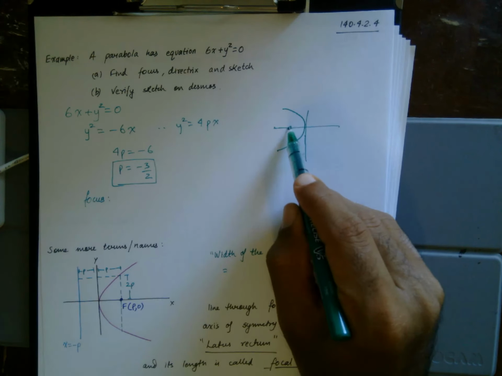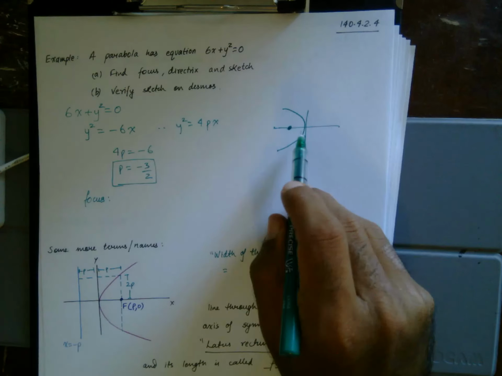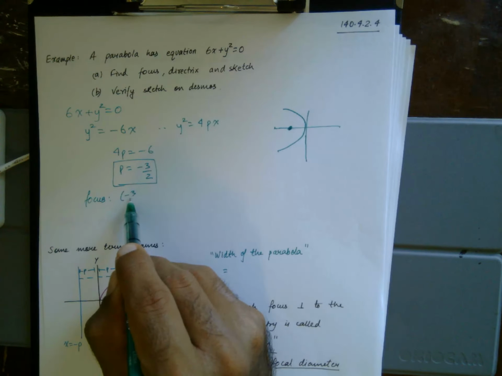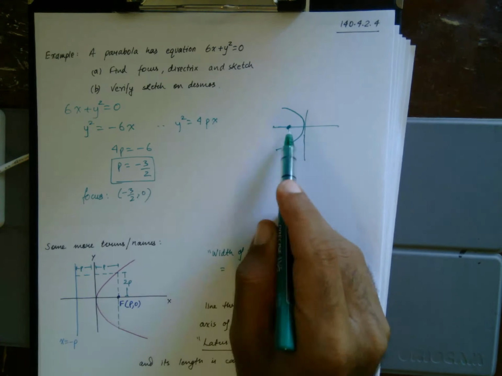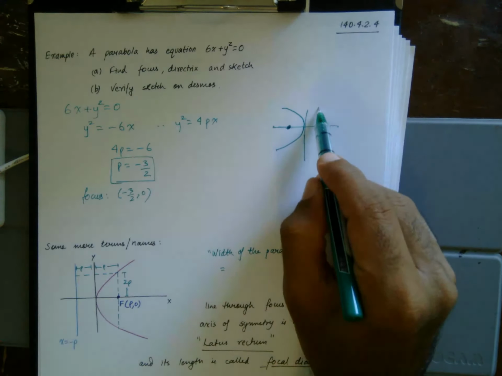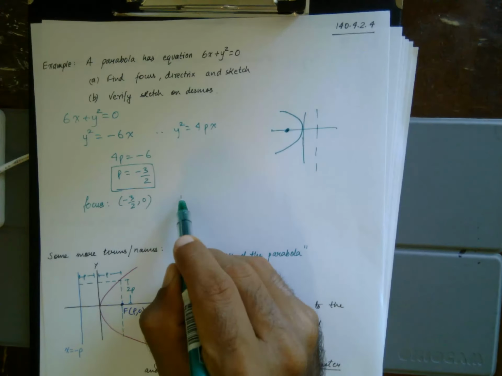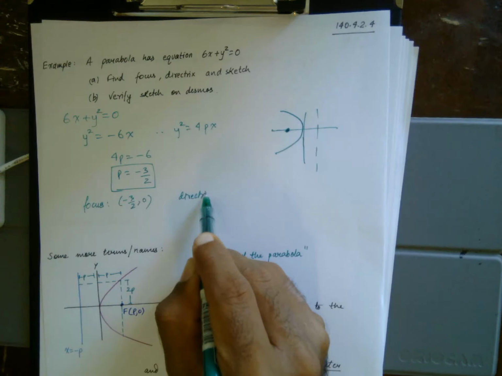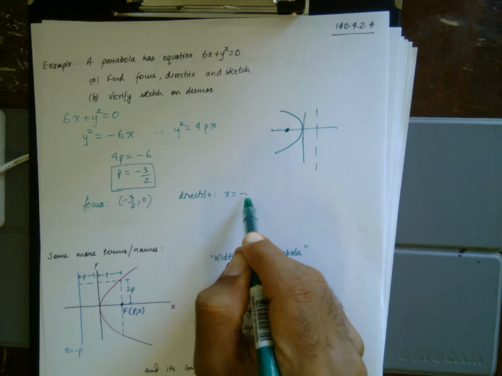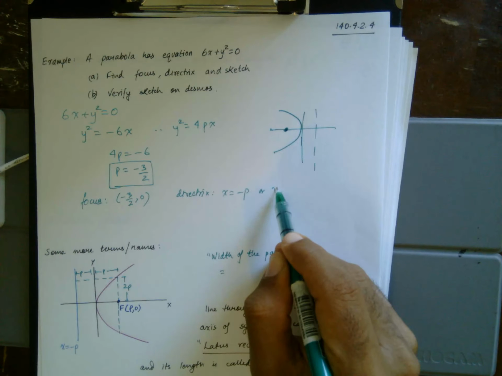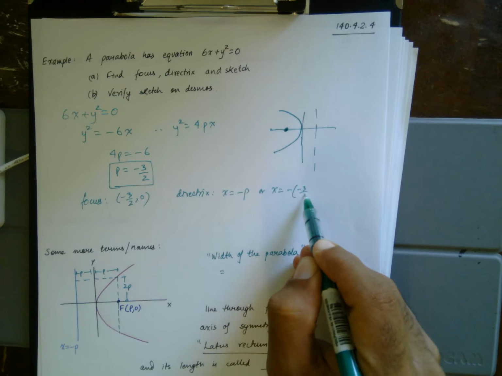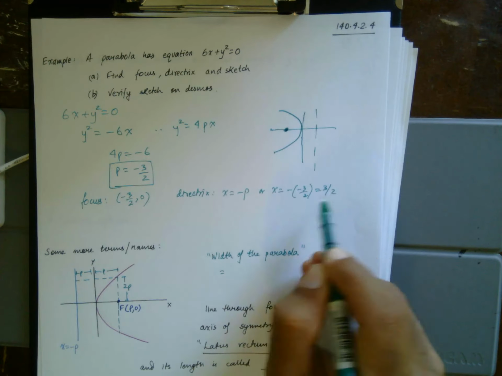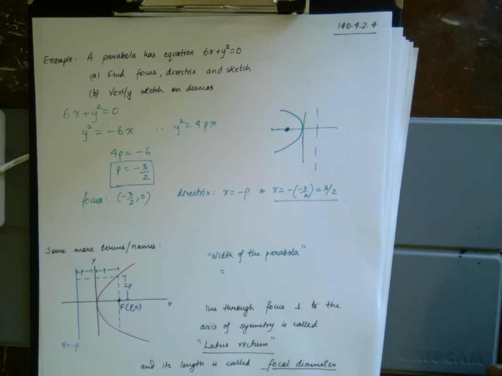Which means my focus is p comma 0. So the focus is negative 3 halves comma 0, which makes sense. And my directrix is x equals negative p, or x equals negative 3 halves, which is positive 3 halves.